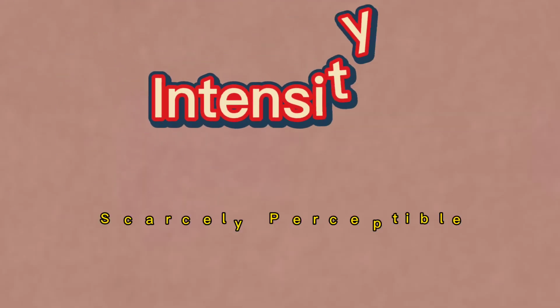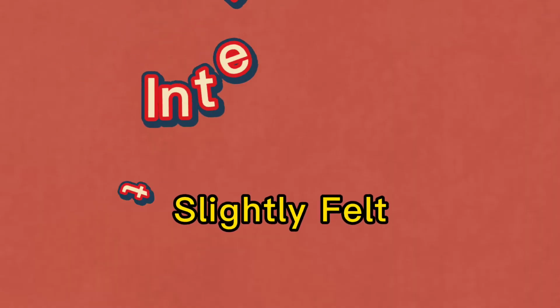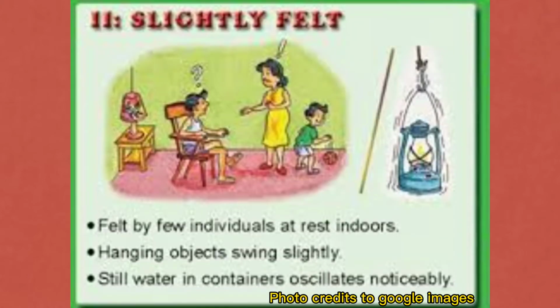Intensity 1 is scarcely perceptible. Ito yung pagyanig ng lupa na bihirang maramdaman o halos hindi maramdaman ng tao. At kung maramdaman man, hindi mo aakalain na isa itong lindol. Intensity 2 is slightly felt. Ito naman yung lindol na medyo ramdam na ng ilan, at ang karaniwang makakaramdam nito ay ang mga nasa loob ng kanilang tahanan o gusali at nakatigil o nagpapahinga lang.